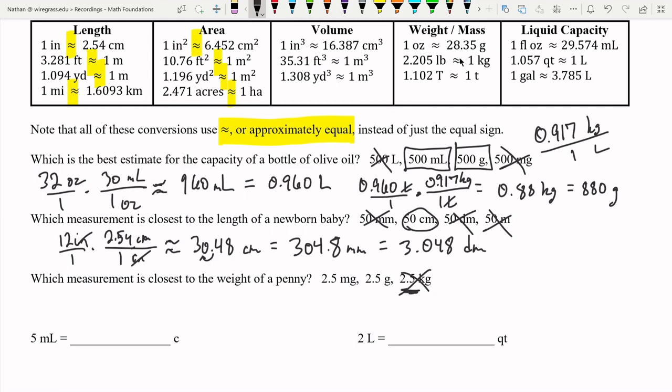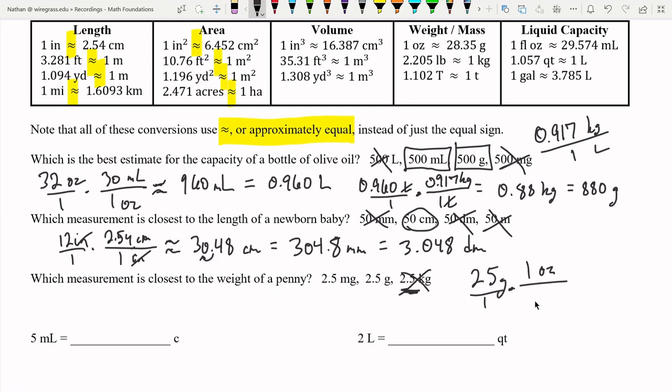Now, 1 ounce is 28.35 grams, and we have 2.5 grams here. 1 ounce is a 16th of a pound, and it's not that big, right? A penny isn't 1/16 of a pound, but it's kind of closer to that. It's not really close to that, but it's closer to that. And we have 2.5 grams, right? 2.5 grams.